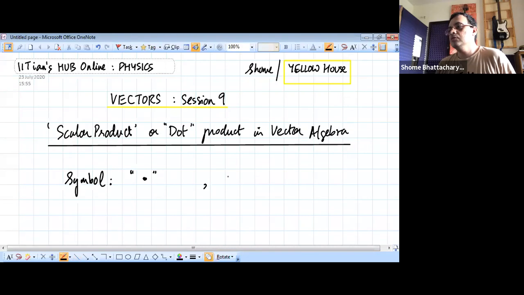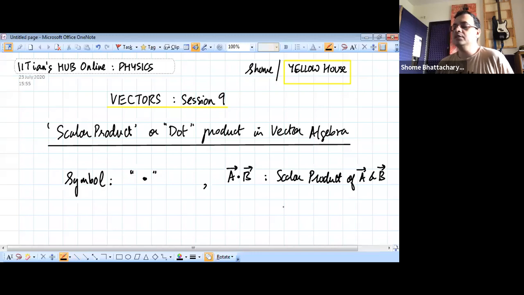So if you put a dot in between two vectors, this is read as scalar product of vector A and vector B. This is how we understand it. Or in short language, we just call it vector A dot vector B. We can just read it as A dot B, but the proper name for this operation is scalar product.